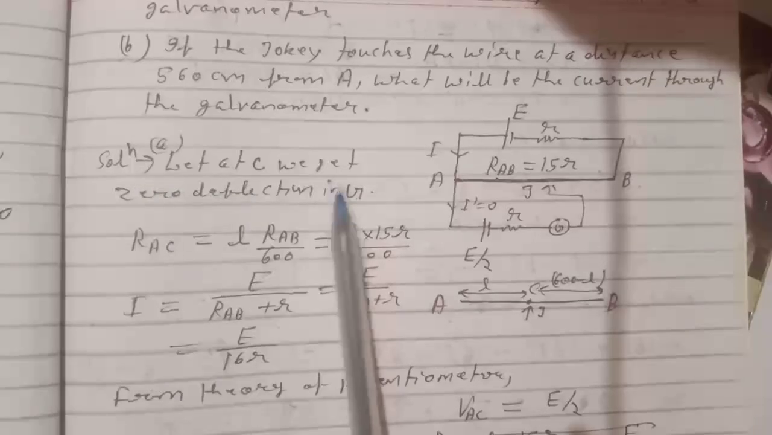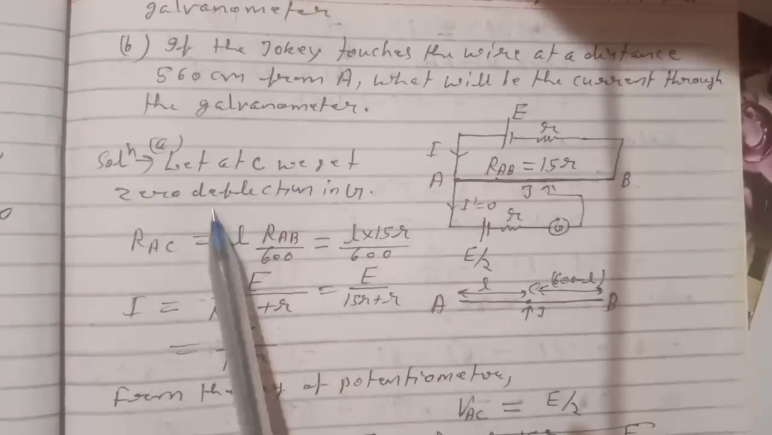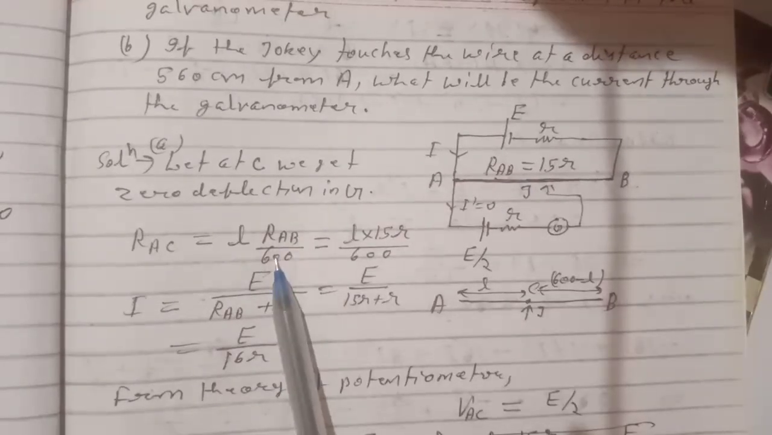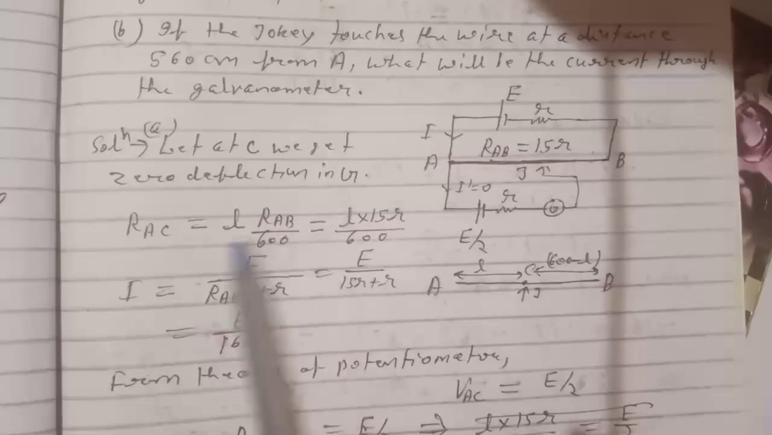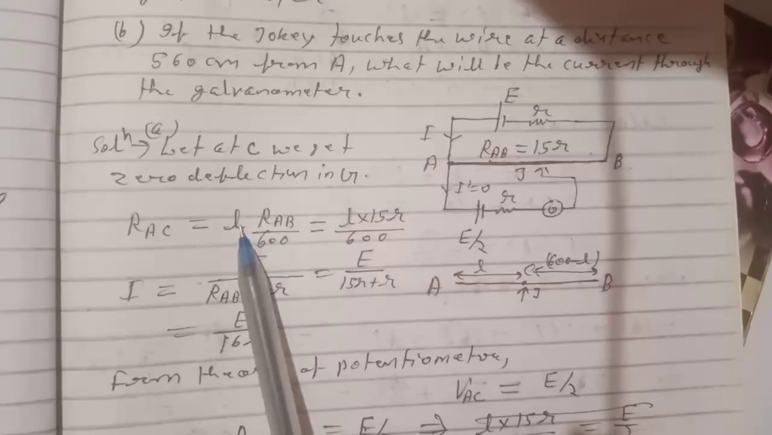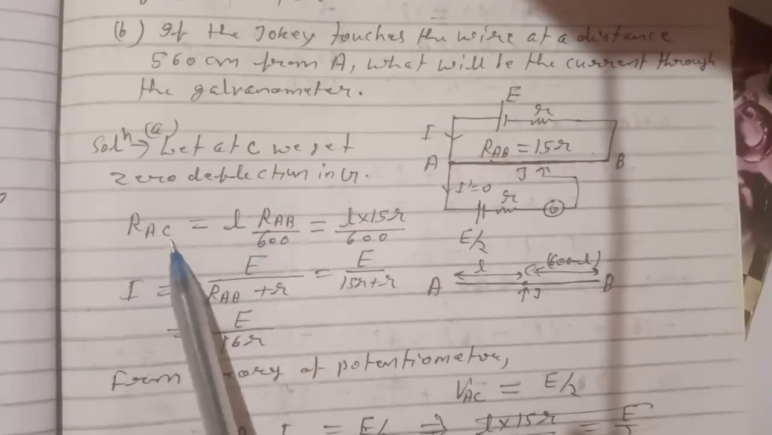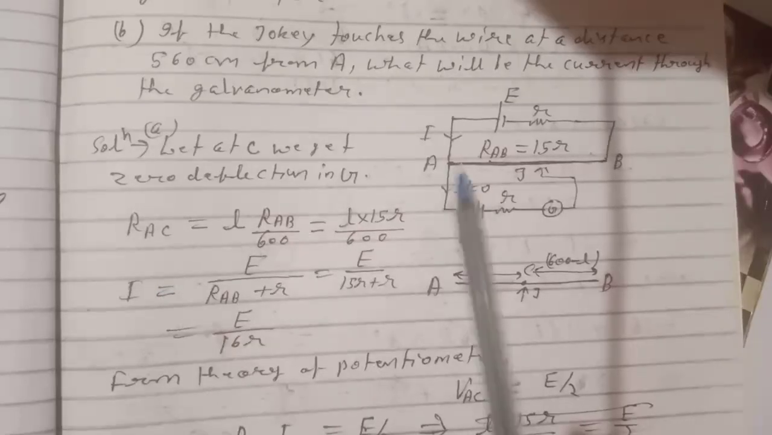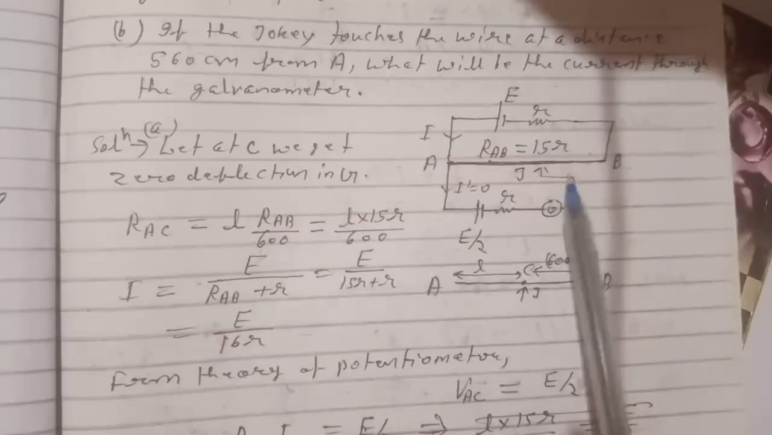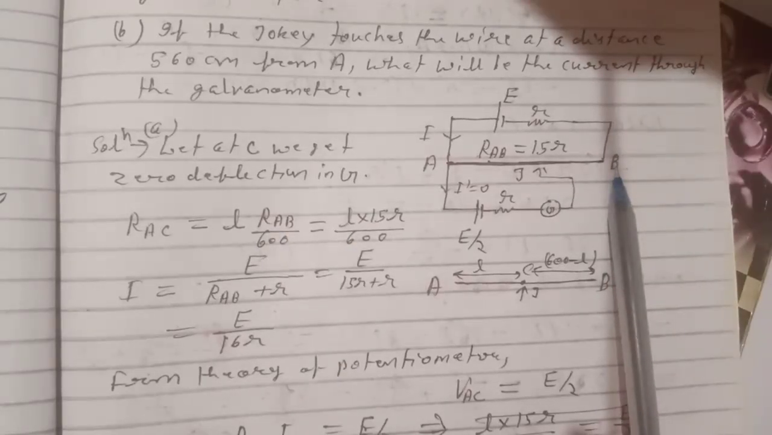Solution of A. Let at C, this is the point C, we get zero deflection in G, then RAC is equal to L into RAB by 600. This is the resistance per unit length. So multiplying this length will give the resistance of this length, which will be equal to RAC. RAB is total resistance of wire AB, which is given as 15R. So RAC is L into 15R by 600.